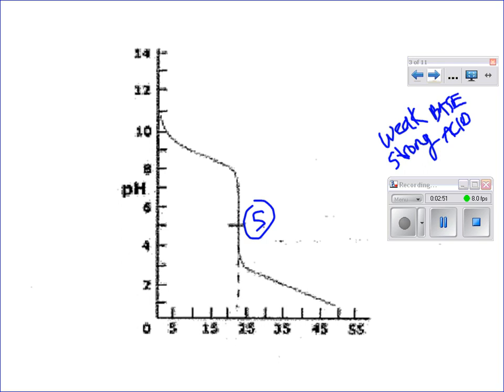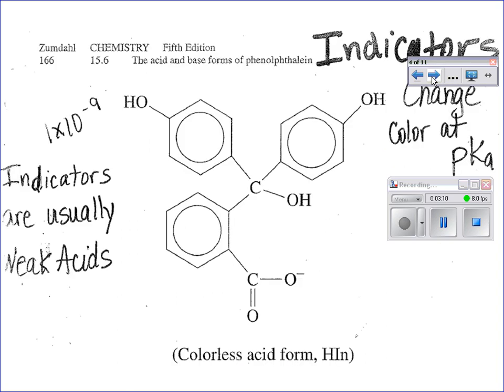And can you tell me what we're adding? This time we're adding acid. That's in our burette, and the base is in the beaker because we're starting out with a high pH. Very ugly graph, but very typical of what a weak, strong titration curve looks like. Okay, so now let's move on to the next part of the sheet.